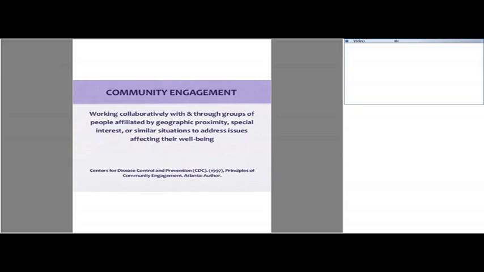It's working collaboratively with and through groups of people who are affiliated by either geographic proximity, special interests, or similar situations to address issues affecting their well-being. So if we go to the next slide, what do we really mean by that? It's a lot of wordiness. What does that really mean?